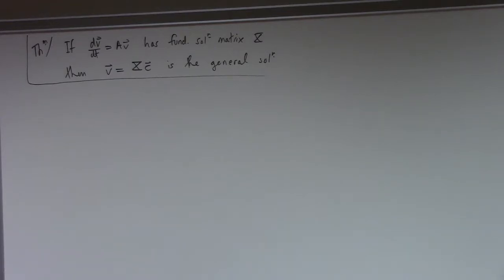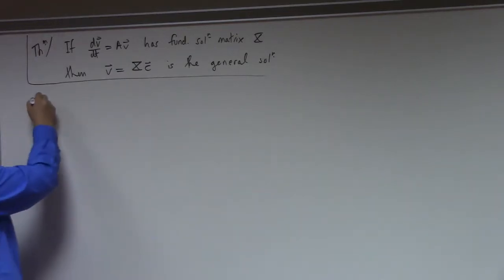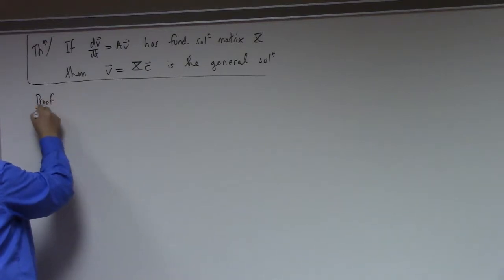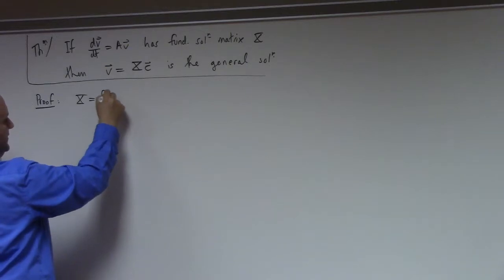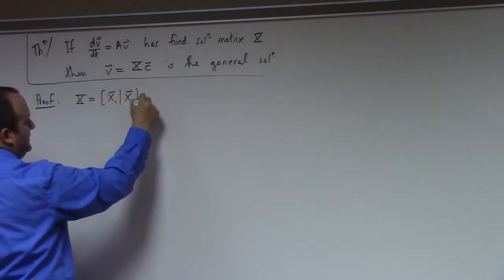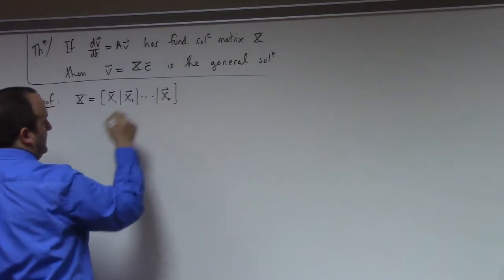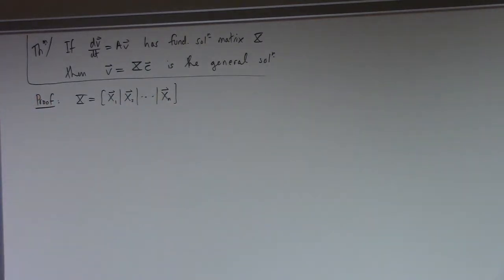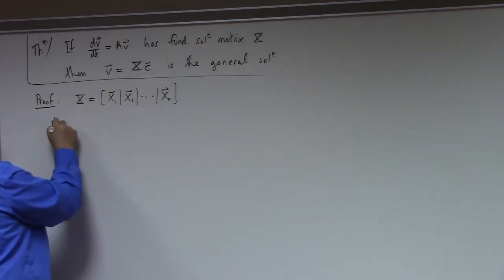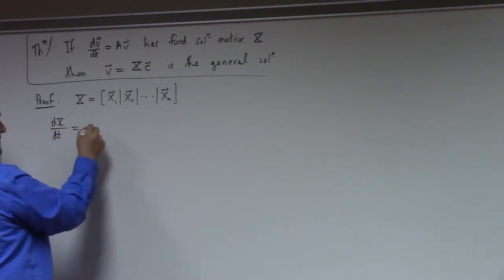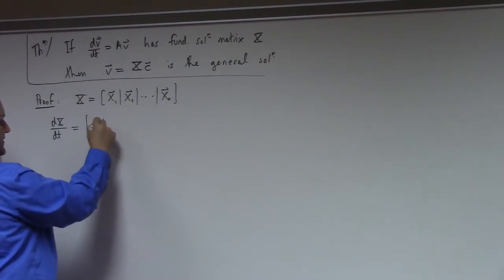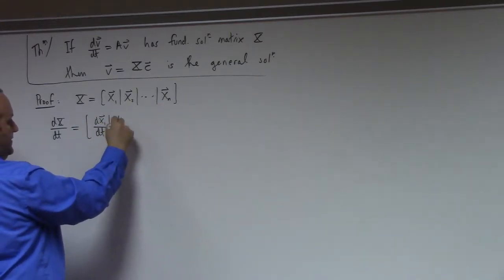Now let me try to unpack that for us a little bit. Here's a proof, because I didn't show you the proof yesterday, I just claimed it. So if we let X equal x1, x2, and so forth on down the line, xn, suppose that this matrix is formed by these n columns, x1 through xn, right? So what does it mean to say dX/dt? Well, dX/dt is what? It's dx1/dt, right? dx2/dt.